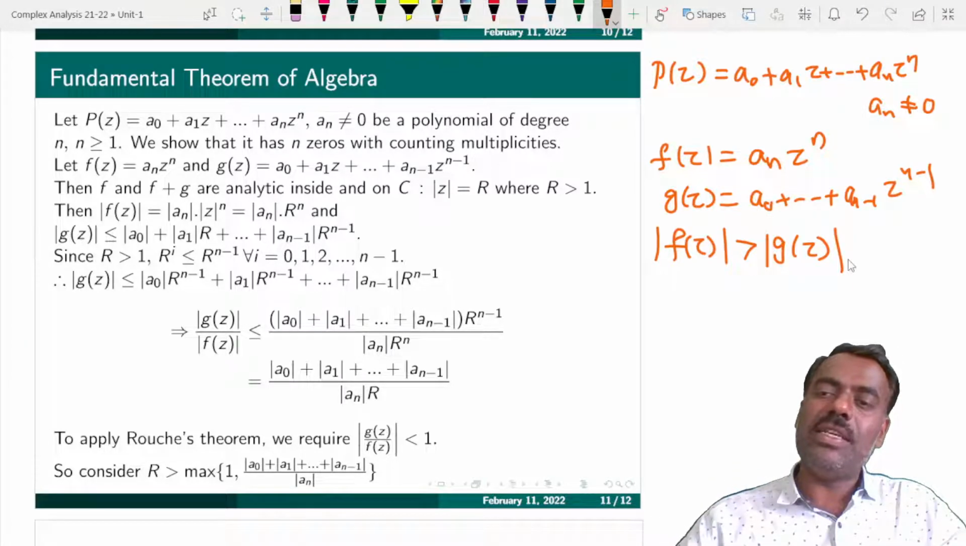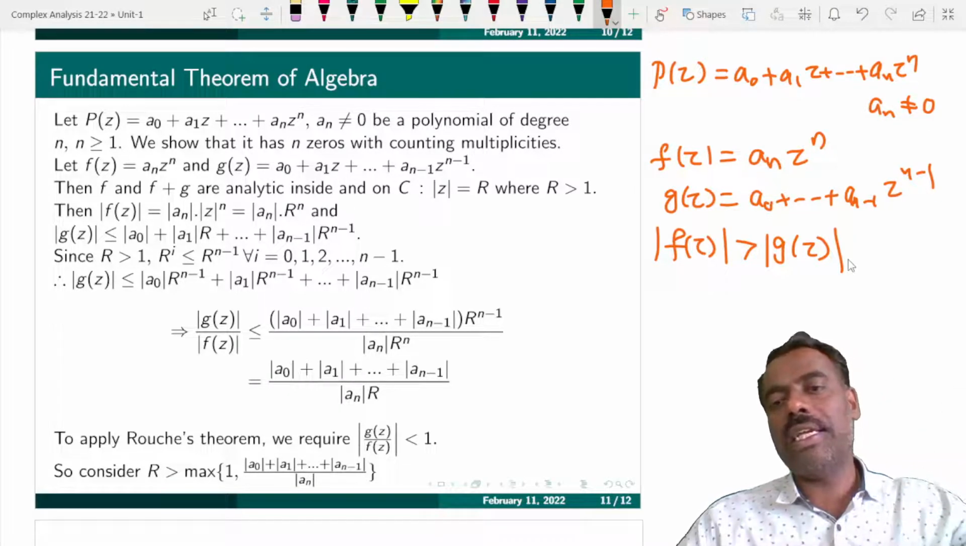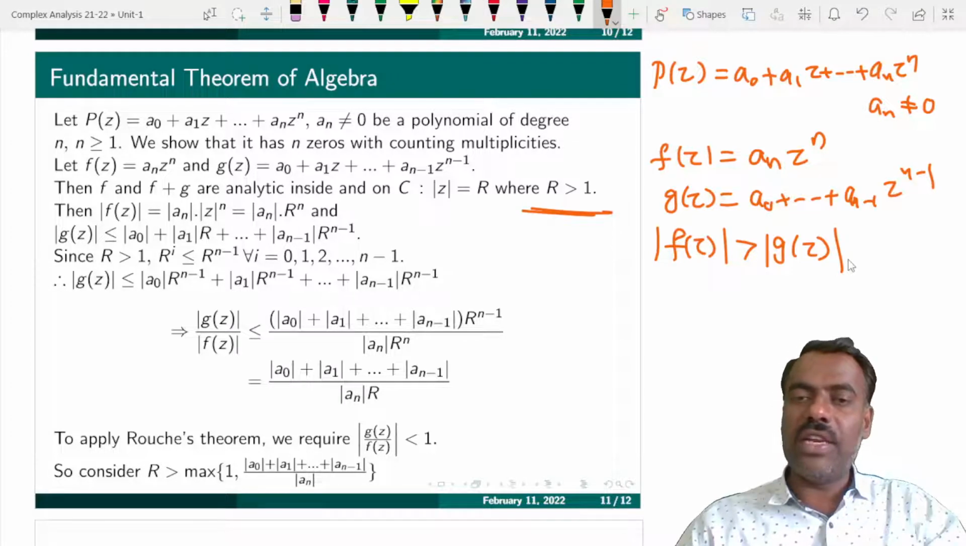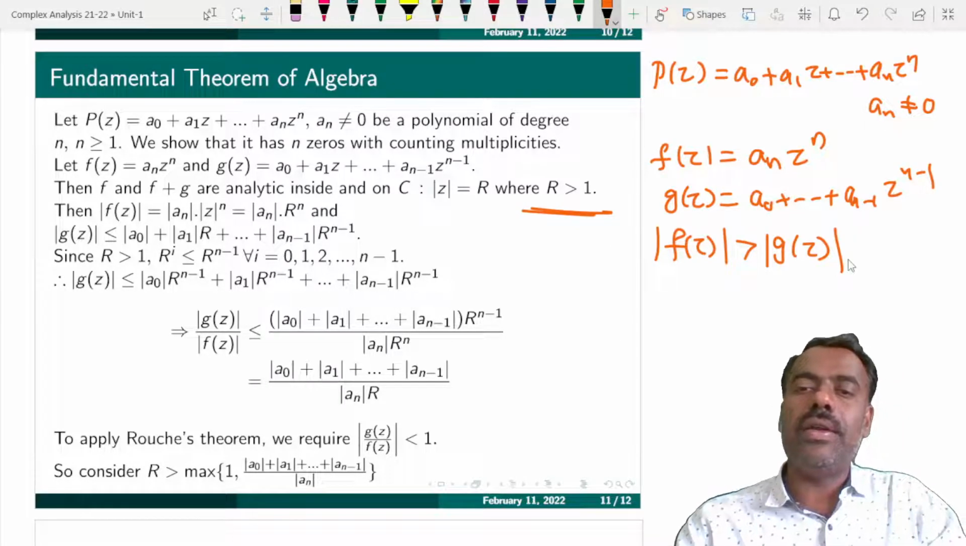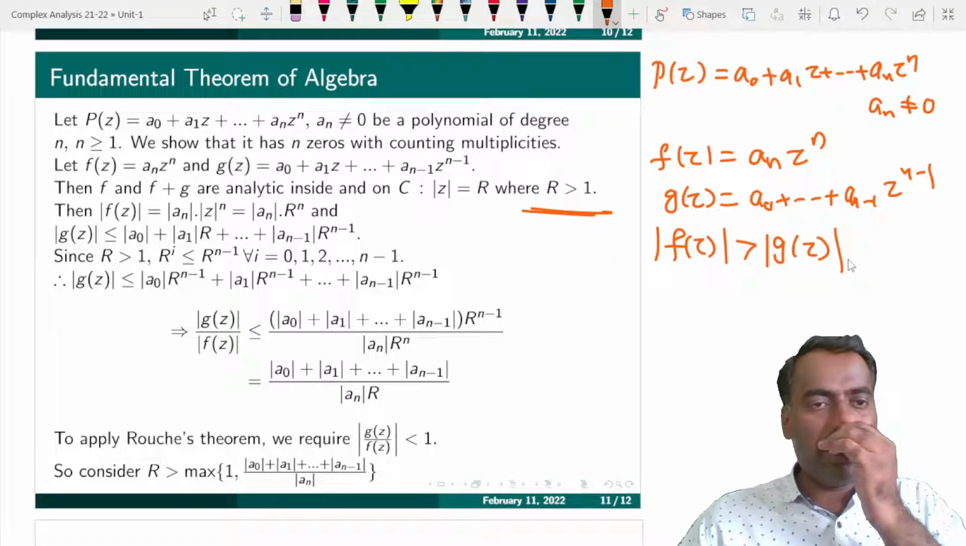Clearly this f and g are polynomials, so they are analytic everywhere. So whatever curve we take inside that, they are also analytic. So what we take here is a radius R greater than 1 and take the circle around 0, mod z is equal to R. Then what can you say about mod f of z?